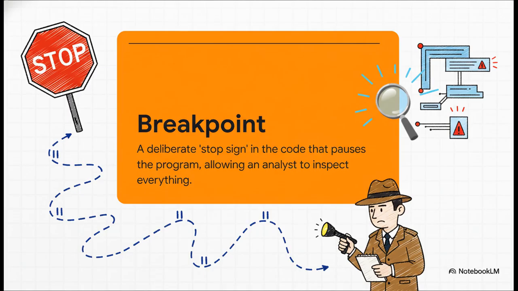So what's the most important tool you have in an interrogation? The ability to pause and ask questions. In debugging, that's called a breakpoint. An analyst can place these stop signs anywhere they want in the code. When the program hits that breakpoint, it just freezes, letting the detective look at its memory, its data, absolutely everything at that precise moment in time.